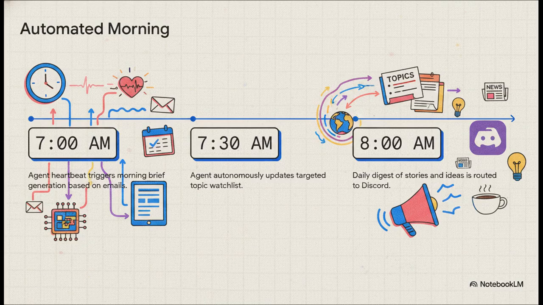It autonomously pulls data from the web to update a persistent markdown text file that contains your specific topic watch list. Finally, at exactly 8 a.m., the agent fires off a webhook. It uses its Discord mouth to route a fully compiled, perfectly formatted daily digest of top stories right to your phone. So by the time you're pouring your first cup of coffee, an entire hour of deep analytical work has already been completed for you.